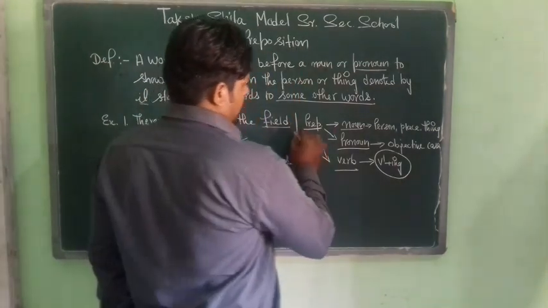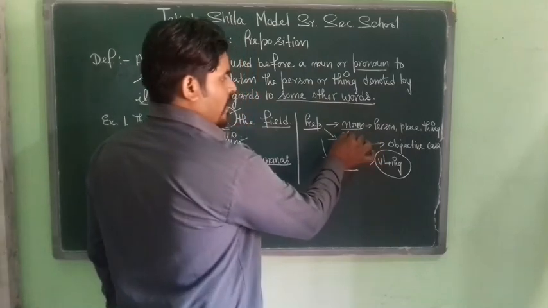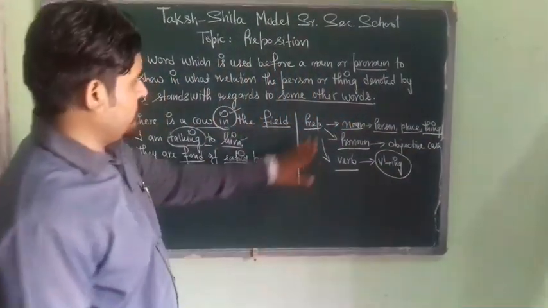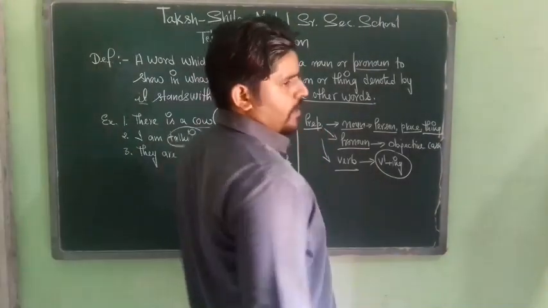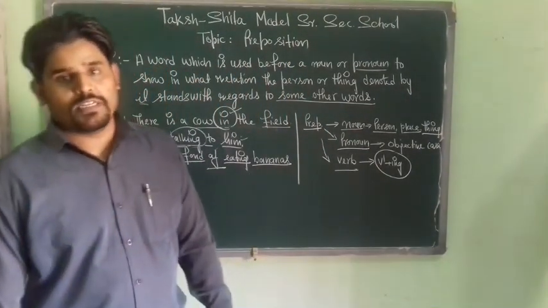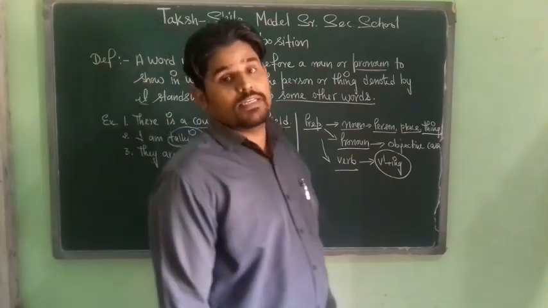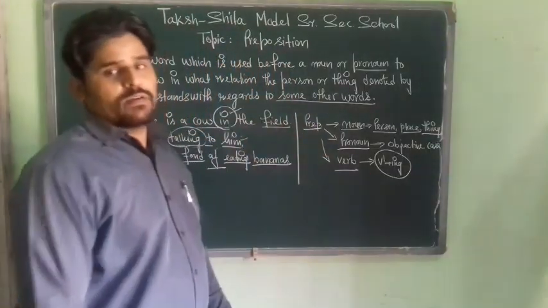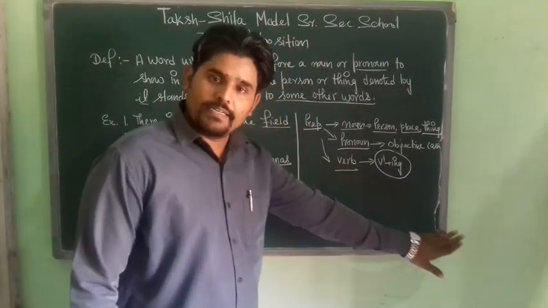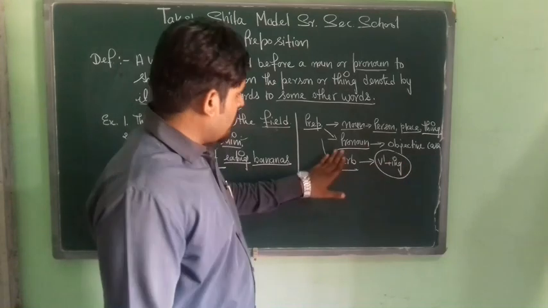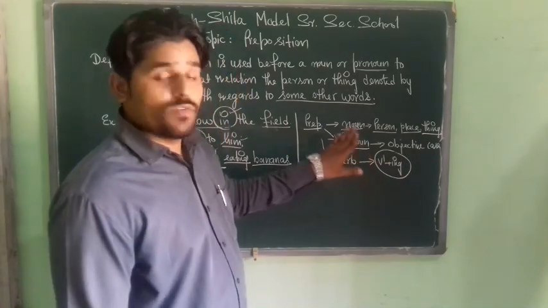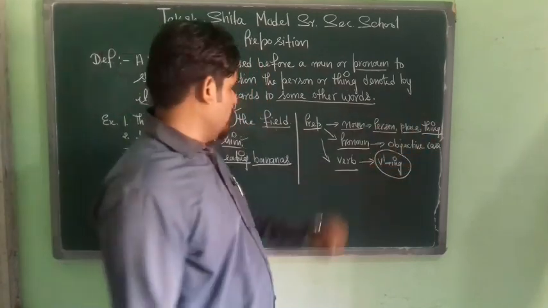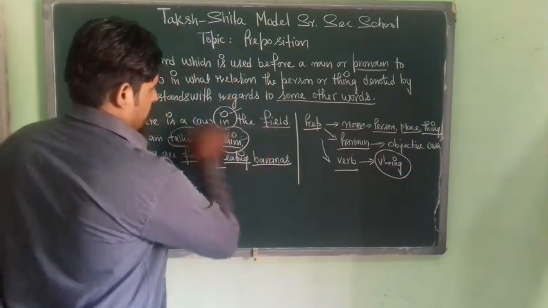So students, here a preposition is used before a noun. A noun can be a person, place or thing, right? Then a preposition is used before pronouns. There are three persons: first person I, second person you, third person he, she, it and they, right? But keep this in your mind: when a preposition is used before a pronoun, that pronoun is always put in the objective case, right? Which we can see here in this second example.